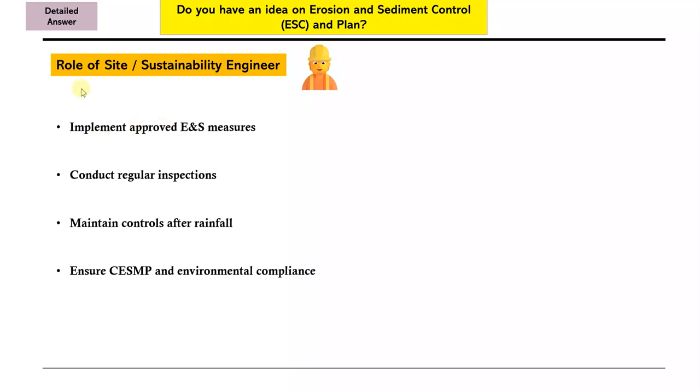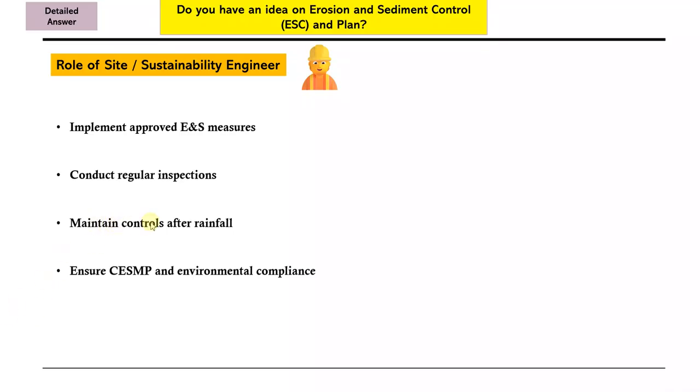This is the last slide: as a sustainability engineer or manager, what are our roles at site? First one is to implement approved ESC measures. Here, by mistake, I have not mentioned ESC. So implement approved erosion and sediment control measures as we discussed in previous slides. Then conduct regular inspections. As per CGP requirements, we have to inspect the site every 14 days. This is mandatory, but we have to inspect the site regularly for any erosion or sedimentation.